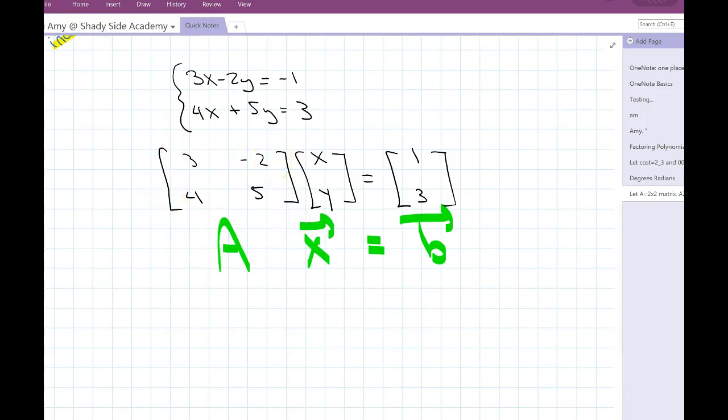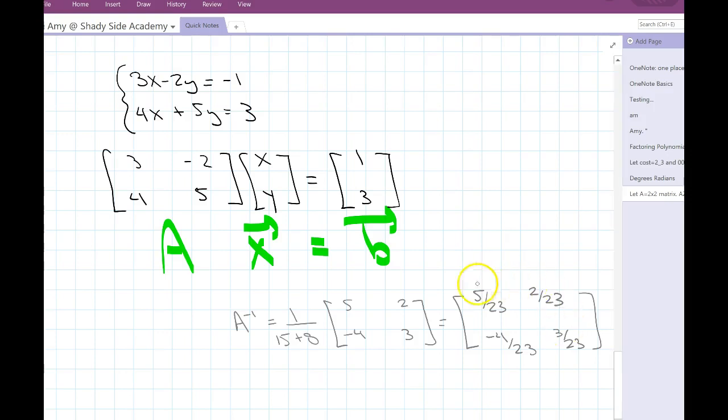Okay? And then replay me. Okay, here is the inverse of A. You agree? All right, now I'm going to go back up to my equation, and what I'm going to do is multiply both sides of these equations by the inverse of A.